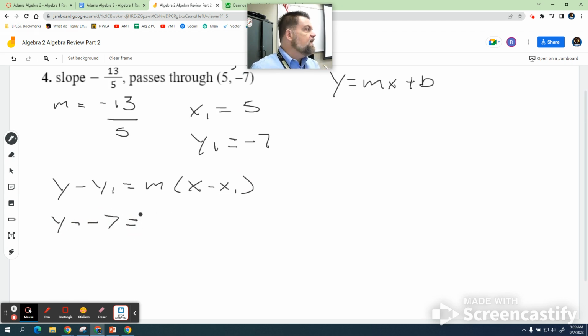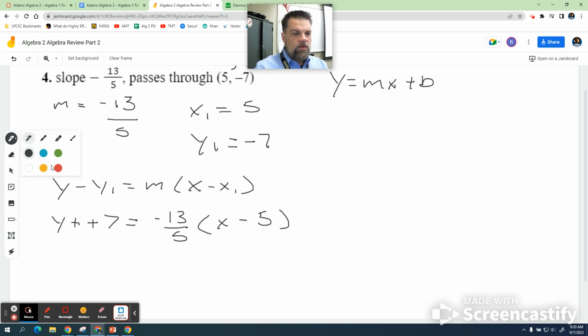Somebody will forget that negative. Now when you minus a minus, it becomes a plus. So immediately I go, okay, that's a plus. Over here, my slope is negative 13 over 5 times the quantity x minus 5. I need to distribute the negative 13 over 5 times x and also times negative 5.